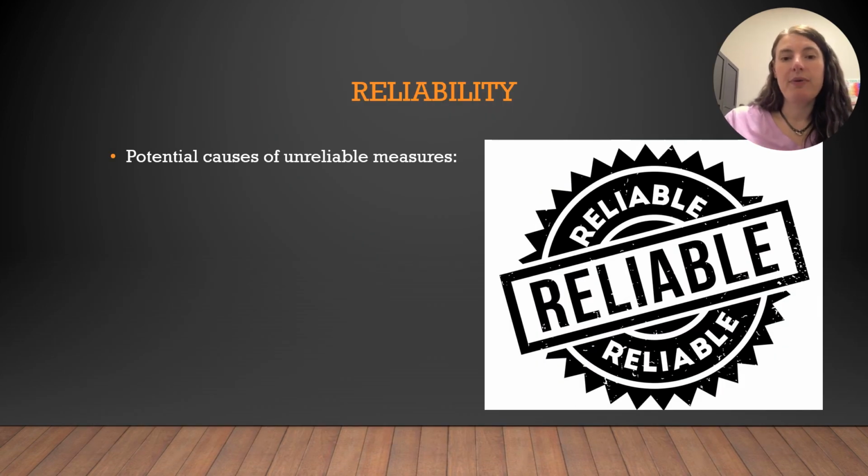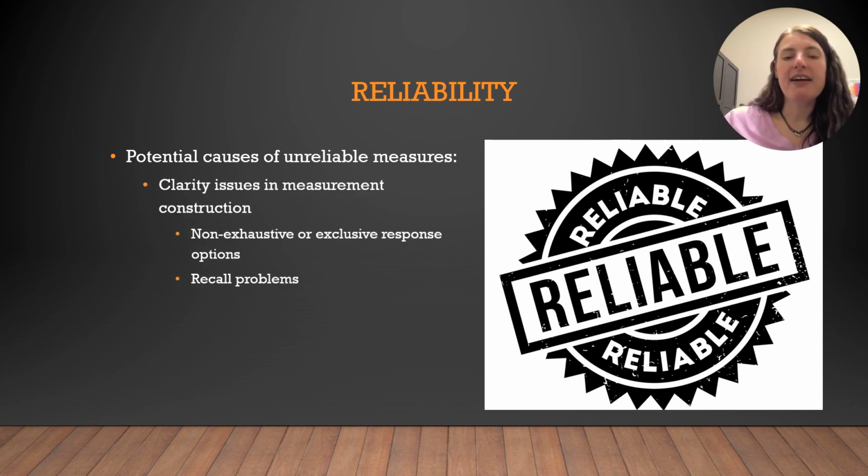So let's talk about some of the ways that measurement decisions can affect the reliability of our measurements. First, clarity issues in measurement construction. This means that something about the measurement causes the subject to guess or is otherwise unclear. This can be a problem when there's non-exhaustive or non-exclusive response options provided. For example, if you were 20 years old and we had response options that were 10 to 20 and 20 to 30, which category would you choose? Well, you're going to guess. And the problem with guessing is that if you're given the same question later, you may forget which category you chose the first time and pick a different one, hence making it an unreliable measure.